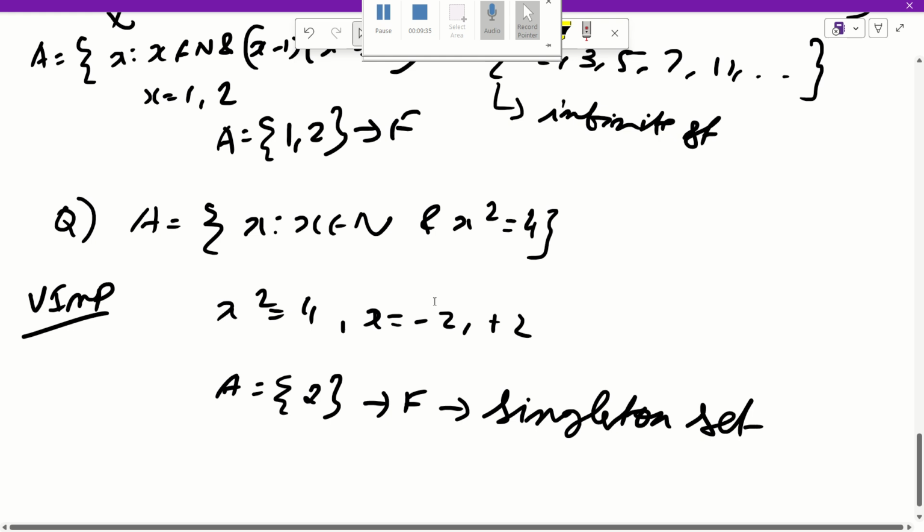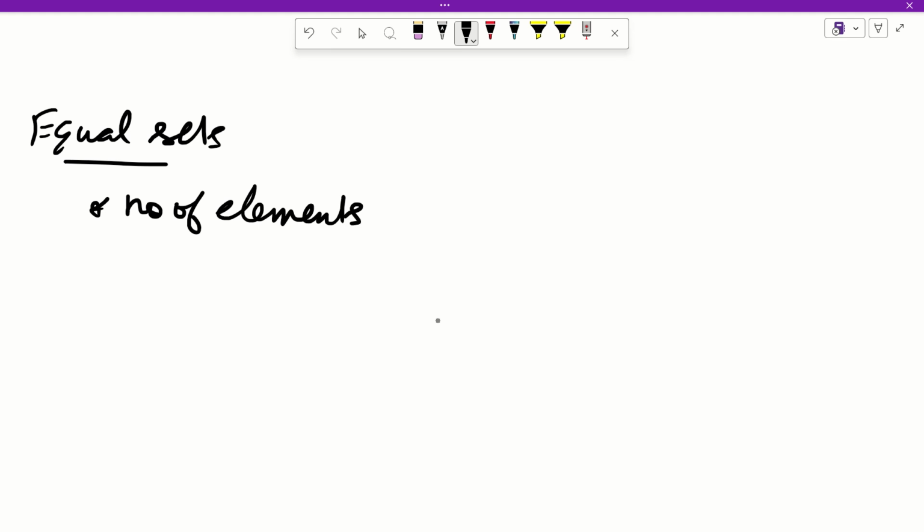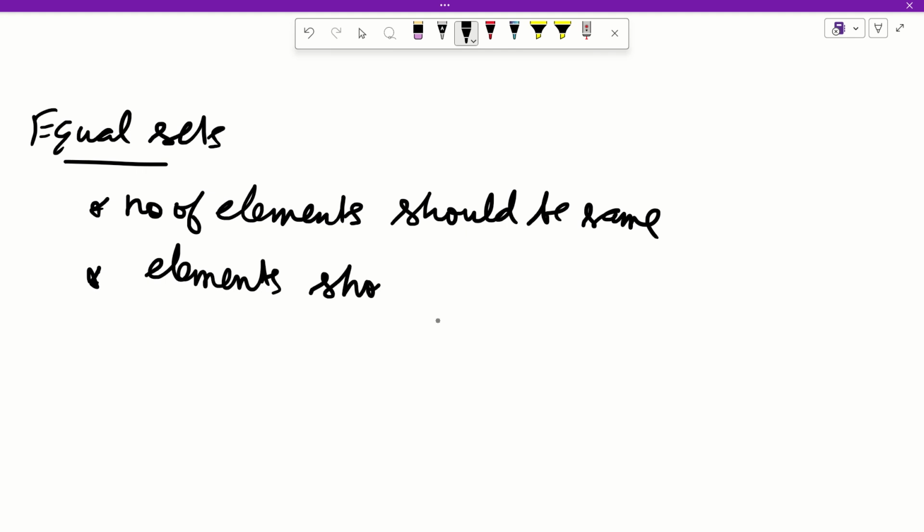Okay, let's move on to the next one. The next one we're going to learn is equal sets. For equal sets, there are two conditions. For sets to be equal, the number of elements should be the same. Secondly, the elements should also be the same.